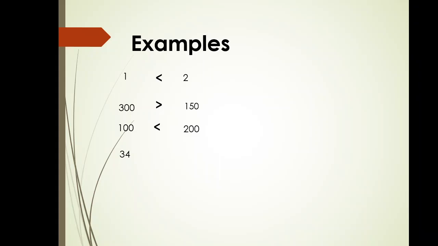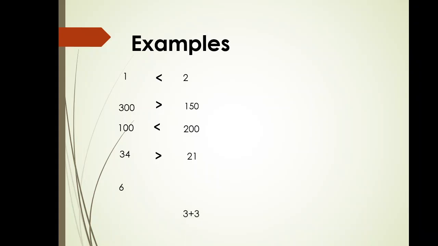And then we have 34 and 21. 34 is bigger than 21. So we put a symbol where the mouth is pointing to 34 while the tip is pointing to 21. And we read as follows, 34 is greater than 21.